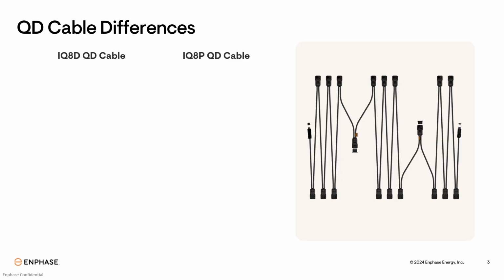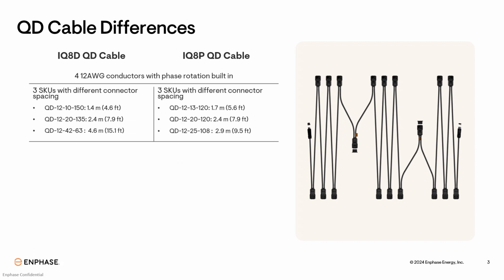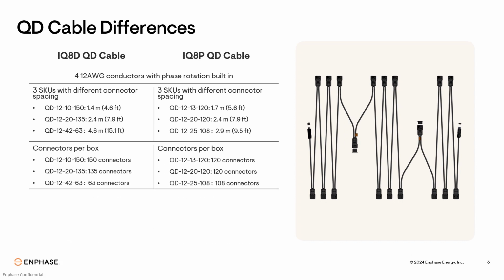QD cable differences. Both QD cables have 4 12AWG conductors with phase rotation built in. Both QD cables offer different SKUs, and each SKU has different connector lengths in between the microinverter connections. Each SKU also offers different amounts of connectors per box.